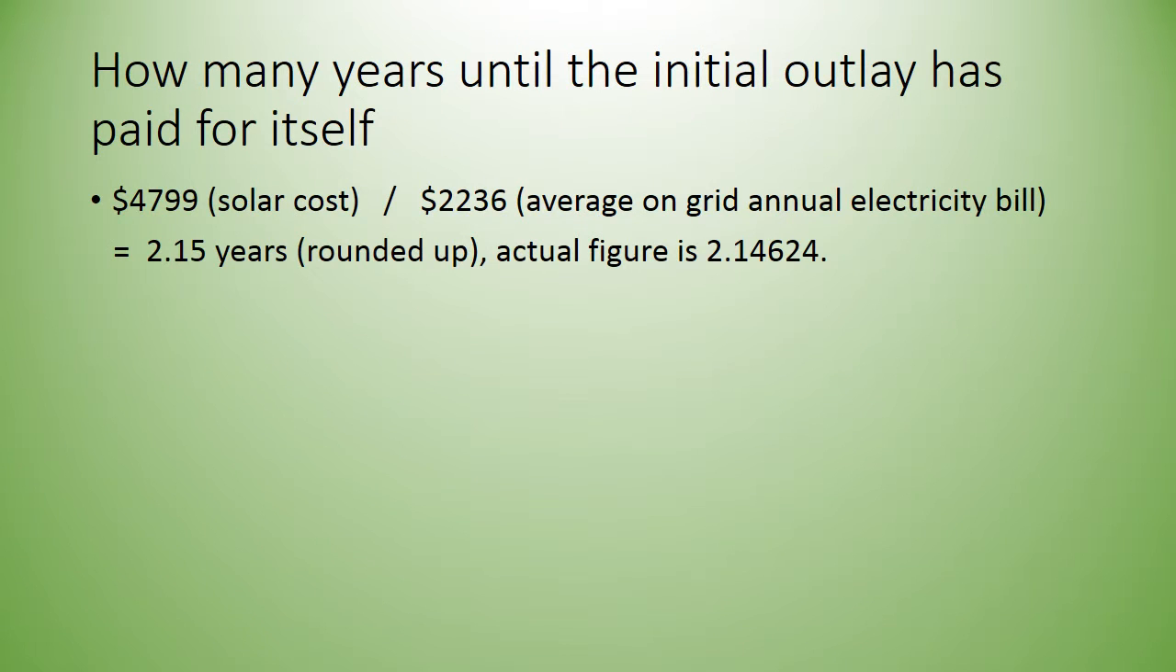How many years until the initial outlay has paid for itself? Well, we established that the installation cost was $4,799. We divide this by $2,236. This was the annual on-grid electricity bill. This will give us 2.15 years, which is rounded up because the actual figure is 2.14624.